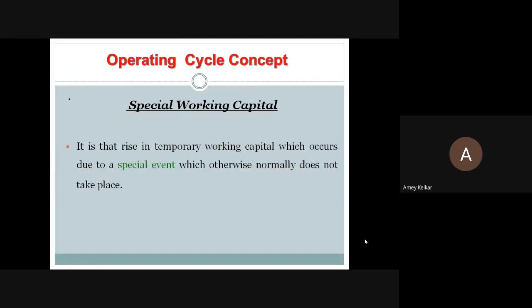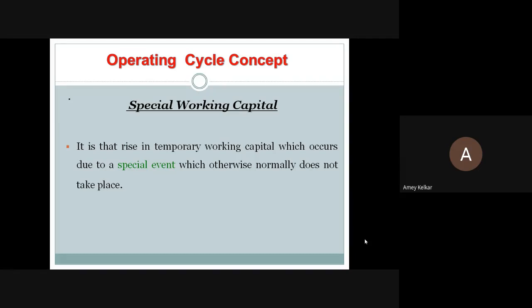So, operating cycle concept, the next thing is special working capital. It is that rise in the temporary working capital which occurs due to a special event, which otherwise normally does not take place. Special event means you're planning a meeting, the higher level officers from the company are visiting. So you have to make arrangements for their stay, book a hotel, or arrange a seminar hall where that meeting will take place and take care of them. This is a special working capital. It doesn't happen regularly.